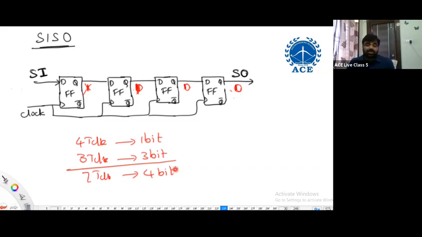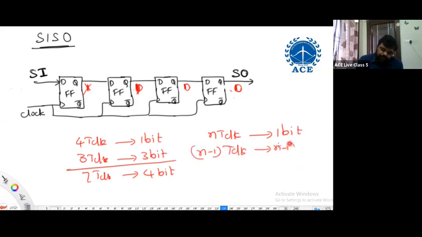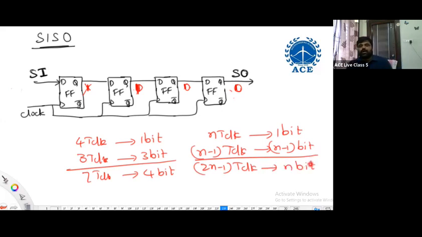If it is an n-bit register, in n clock cycles, we are getting 1 bit only. To get n minus 1 bits, we need n minus 1 clock cycles. And finally, what is it here? 2n minus 1 clock cycles. To get n-bit information on an n-bit register, it requires 2n minus 1 clock cycles.